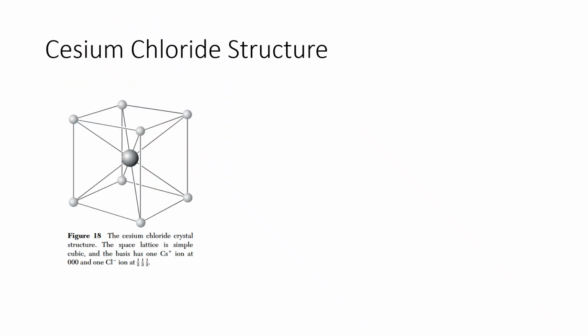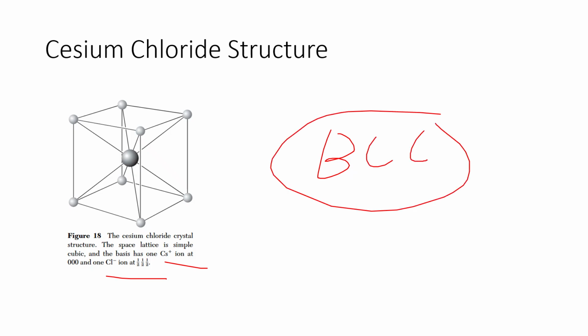So moving on. Cesium chloride structure. Nothing special, same thing. Cl minus ion at half, half, half, and cesium ion at 0, 0, 0. But the thing is that it is a body-centered cubic lattice, which is filled with bases of this. Nothing more.